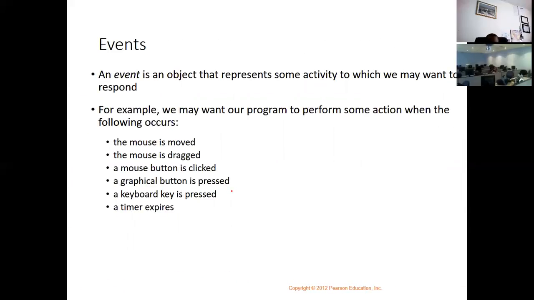Now, first of all, let us talk a little bit about events. So an event is an object that represents some activity to which we want to respond. So something happened, and we need to be able to do something because that thing happened. So for example, the mouse might have moved, somebody may have clicked something, the keyboard may have been pressed, or the screen may have been up for a particular amount of time and that time has expired. And now we need to do something in our application.